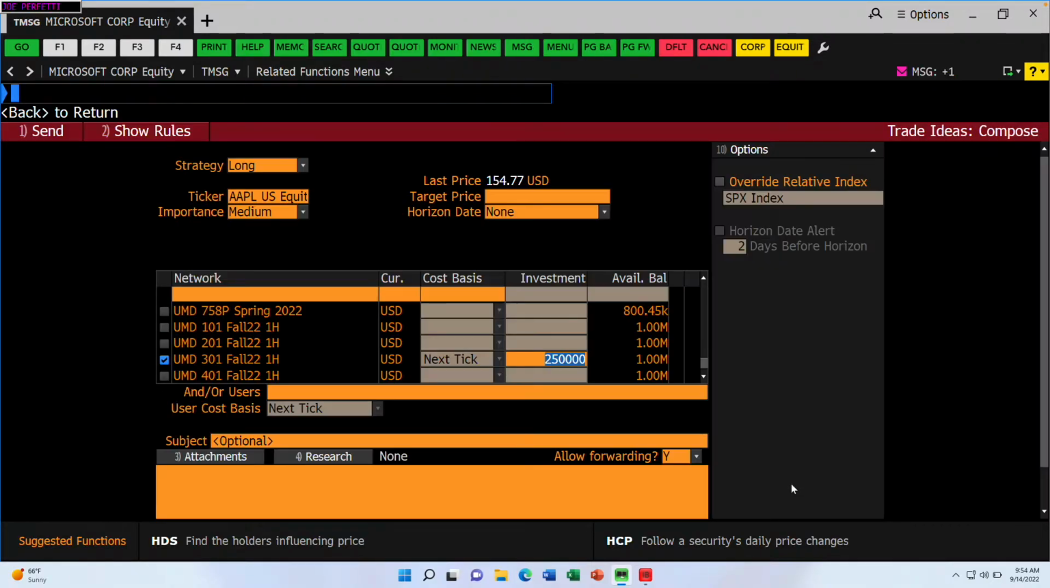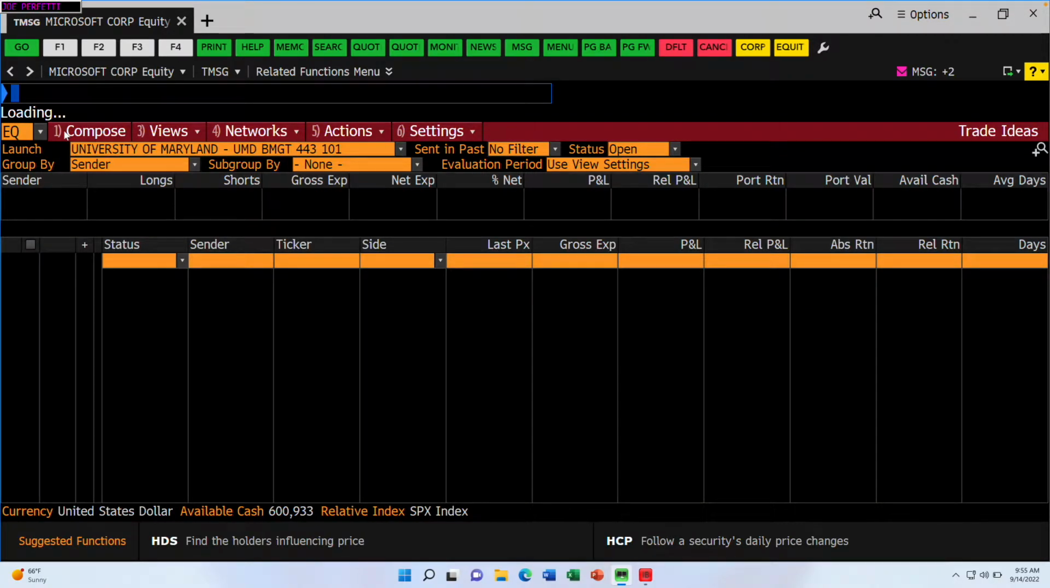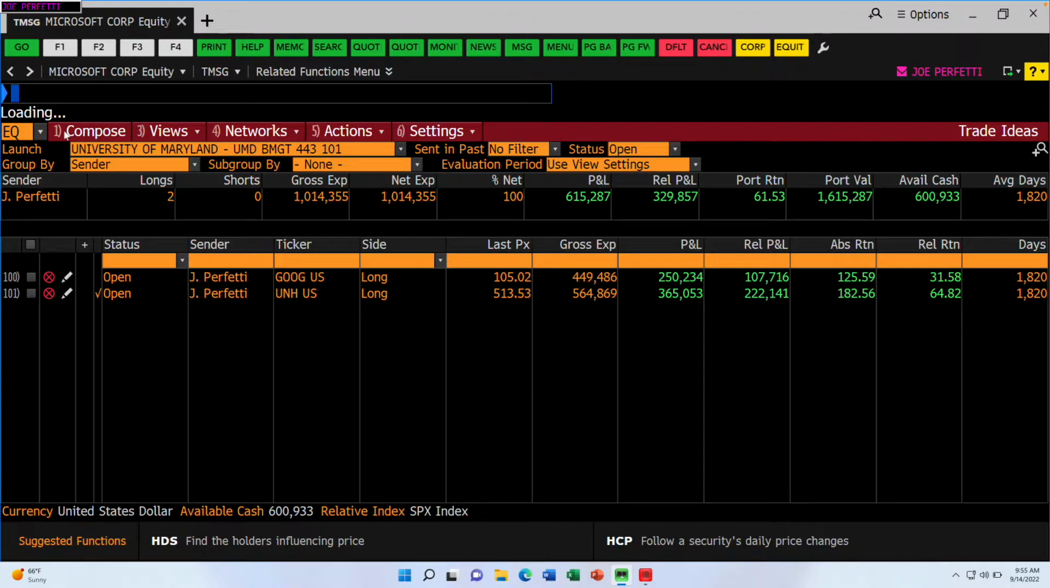So cancel out. I'll switch this to 100,000. I'll come down here to the bottom, which is where I write my explanation. And I'll just say, buying Apple due to high expected demand for iPhone 14, even in tough market. Okay, and then I hit send, and it will submit my trade. Once the trade's done and the market opens, it will eventually show up here. Okay. Questions about any of that?